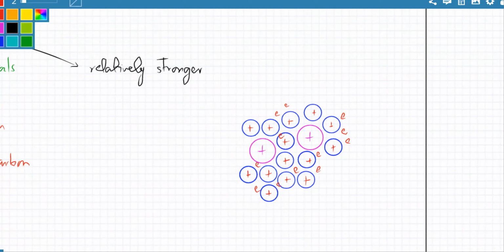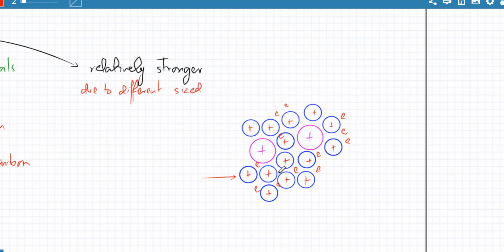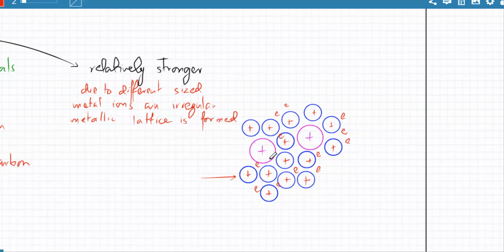So that's the reason why when you apply a force, you don't have nice layers that can easily slip and slide. They're all kind of mixed up, jumbled up, and irregular lattices are formed. So the reason they're relatively stronger is that due to different sized metal ions, an irregular metallic lattice is formed, and the ions can no longer slip and slide easily.